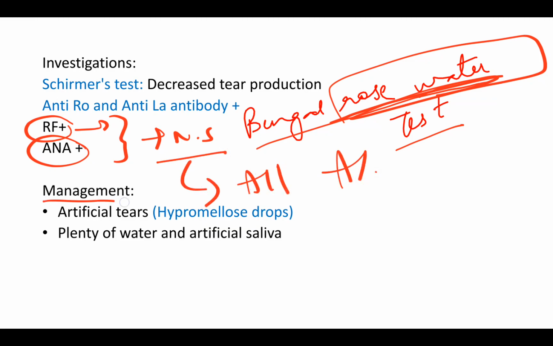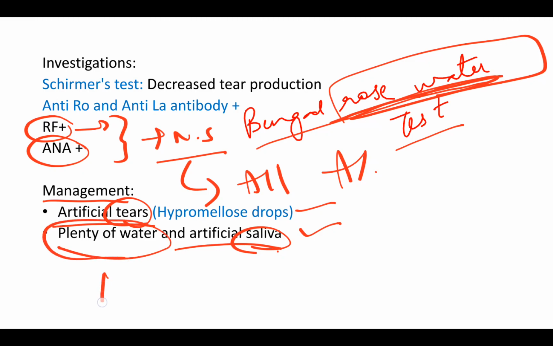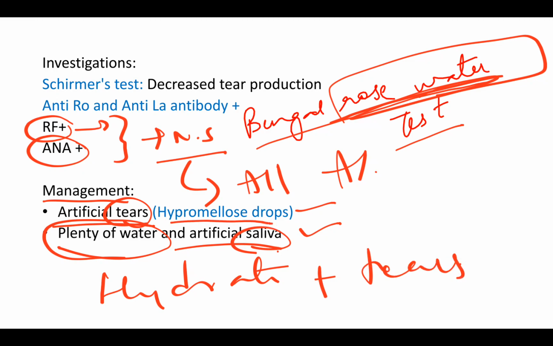Management is artificial tears and artificial saliva. Because the patient doesn't have tears or saliva, the patient has to keep herself hydrated and get some artificial tears, such as hypromellose drops. That is a type of eye drop which causes lubrication in the patient's eyes. And artificial saliva. That's all about Sjogren's. Thank you.